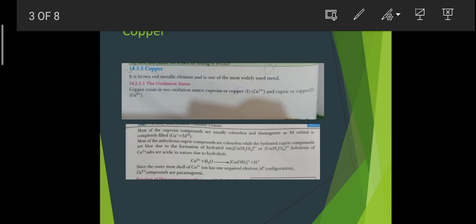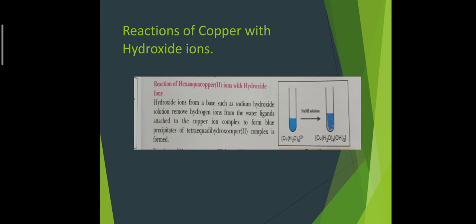Then we have the reaction of copper with the hydroxide ion. Hydroxide ions from a base such as sodium hydroxide remove the hydrogen ions from the water ligands attached to the copper ion complex, and blue precipitates of tetra aqua dihydroxo copper complex are formed.